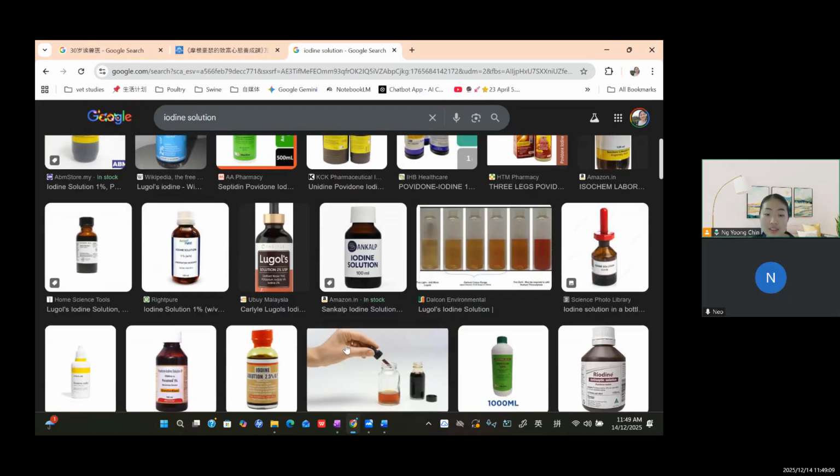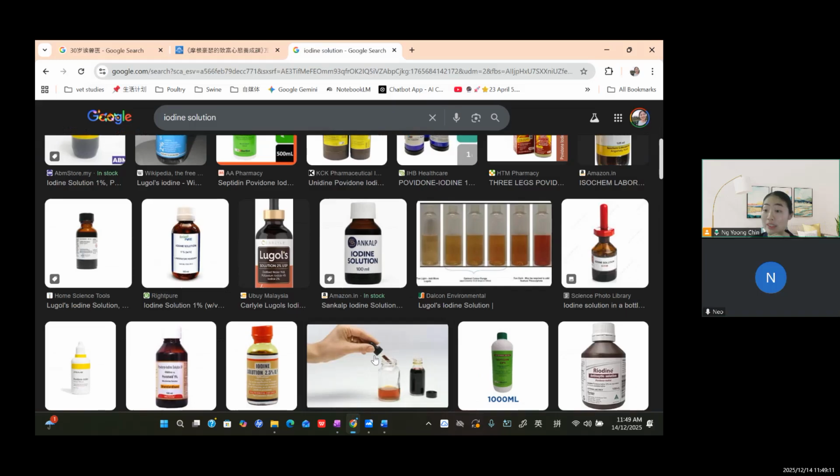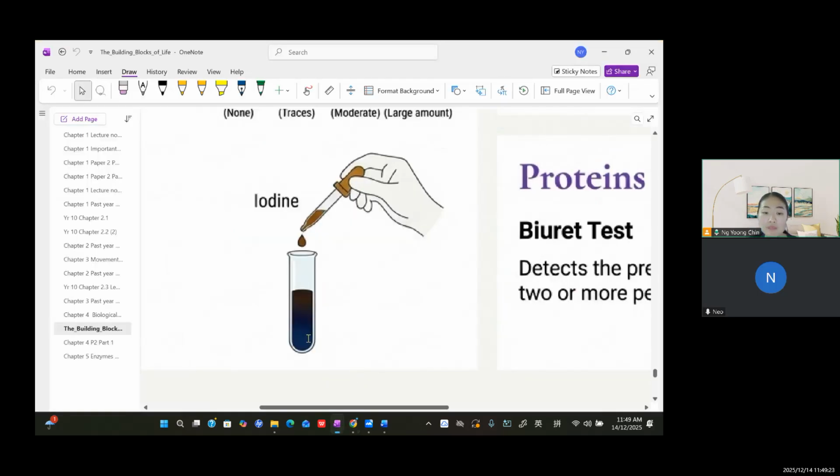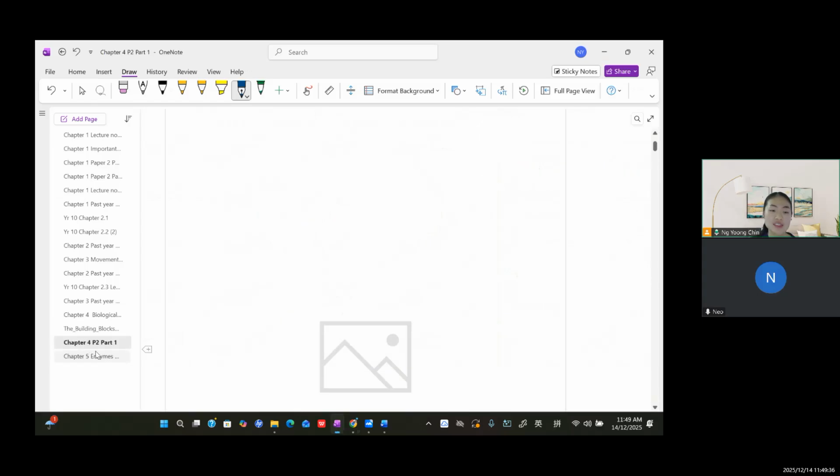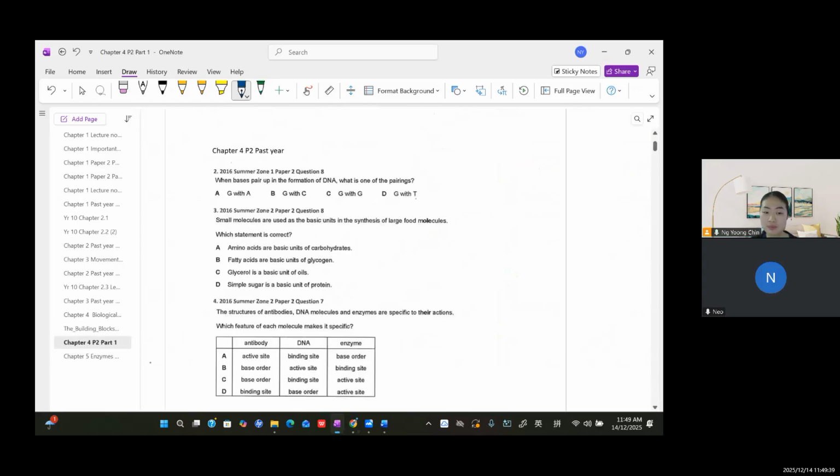So that's why you can do a test, okay? You just put the iodine on the food which contains starch, for example, rice, biscuit. And then you see the color will change. So the color will change to become what? Dark blue. From brown color, right, they will become dark blue, due to the presence of starch.